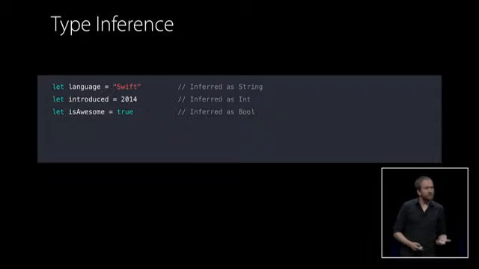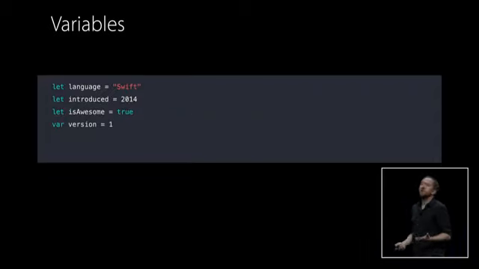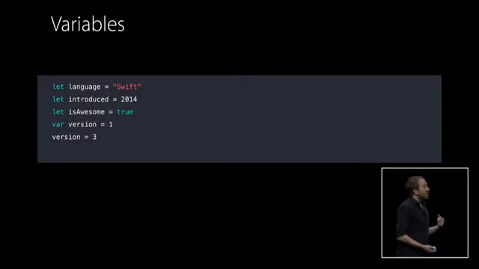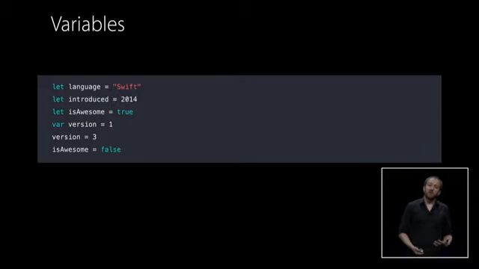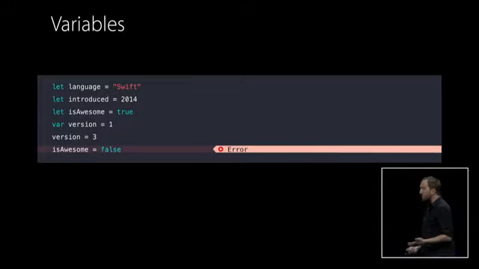So that's some constants. What about variables? Things do sometimes need to change. So here's a variable indicated with var, and it's for the version of the language. This has changed. So let's bring it up to date for 2016. Now, if I try to do this for a constant, if I try to set isAwesome to false, Swift would tell me that was an error, and quite right too.